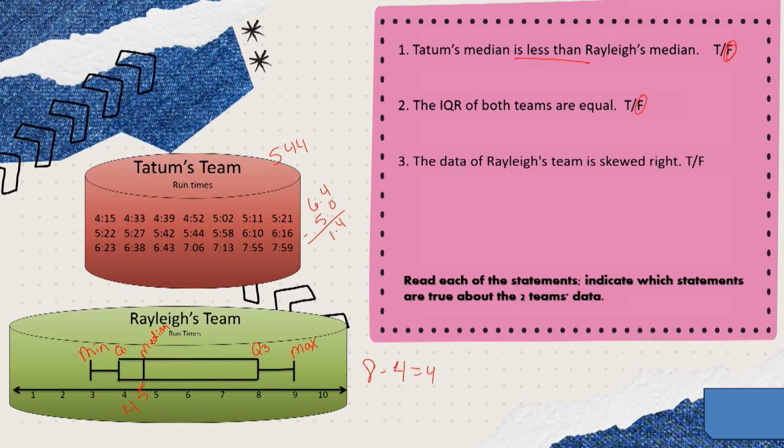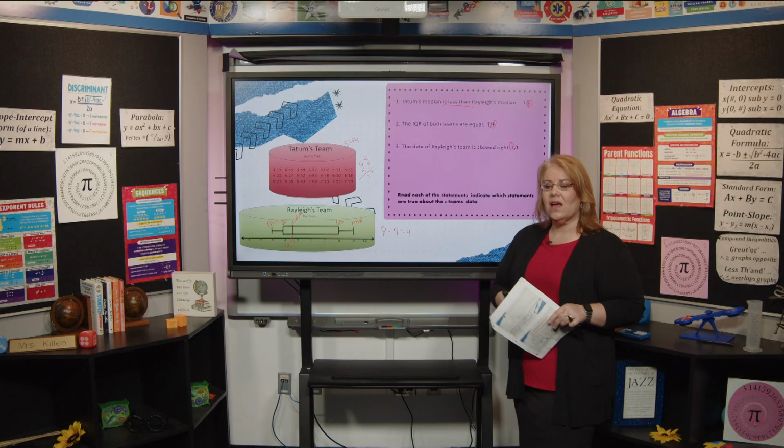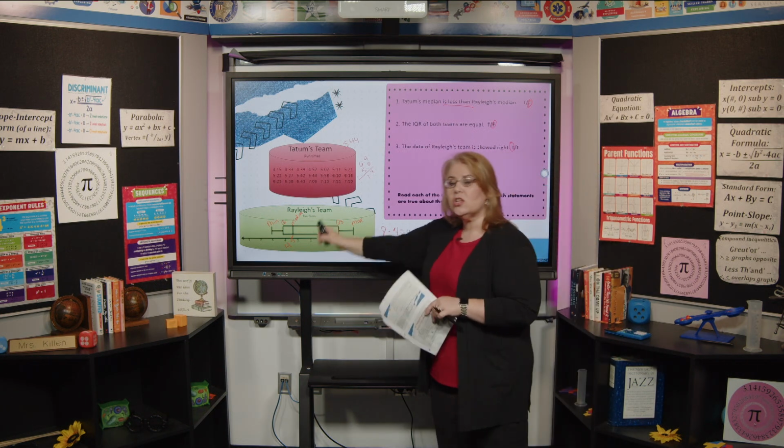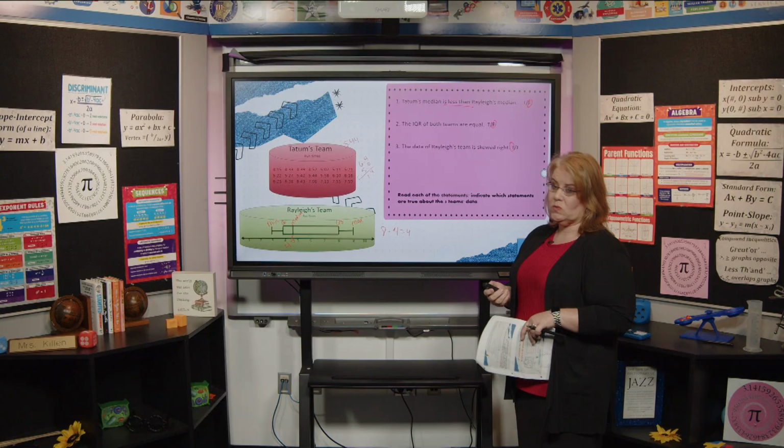It says the data of Riley's team is skewed right. So is it skewed right? Let's see. We have our median, which is closer to our Q1 than it is to our Q3, and it's definitely not in the middle. So we could definitely say this is skewed right. Good job with interpreting that data of our parts on our calculator and looking at our box plot or our box and whiskers. Good job.